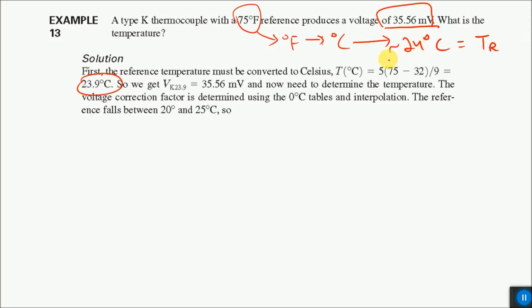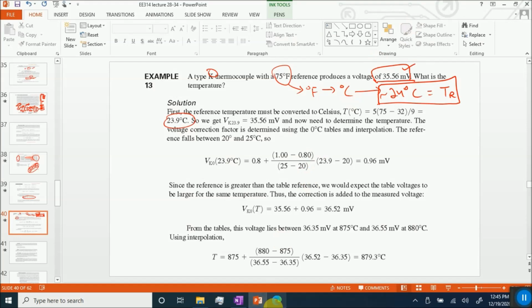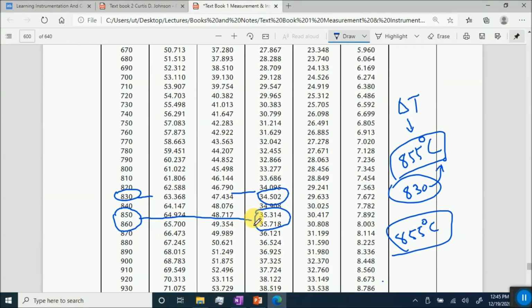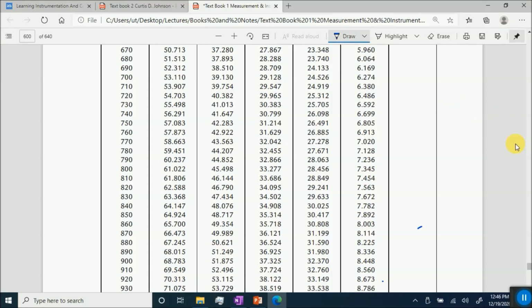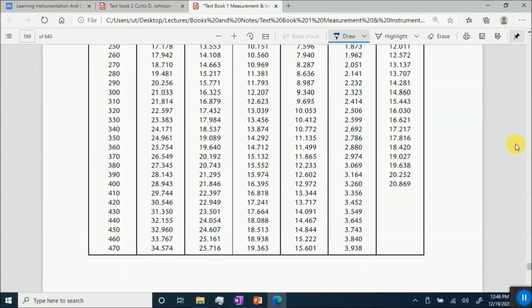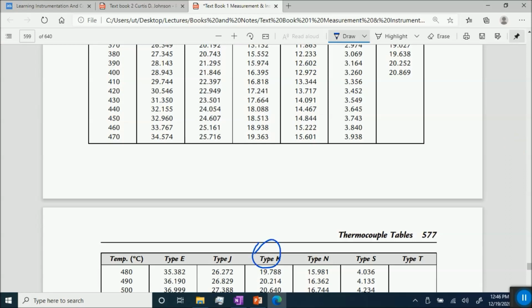So now note that our reference was already shifted from 0 to 24, and still that was producing a voltage of 35.56 millivolts. So let's find out in our table of type K thermocouple to which value of temperature this 35.56 millivolts corresponds, and then find out what is the actual value of temperature that is being represented. So here are our tables, and this third column is our type K.